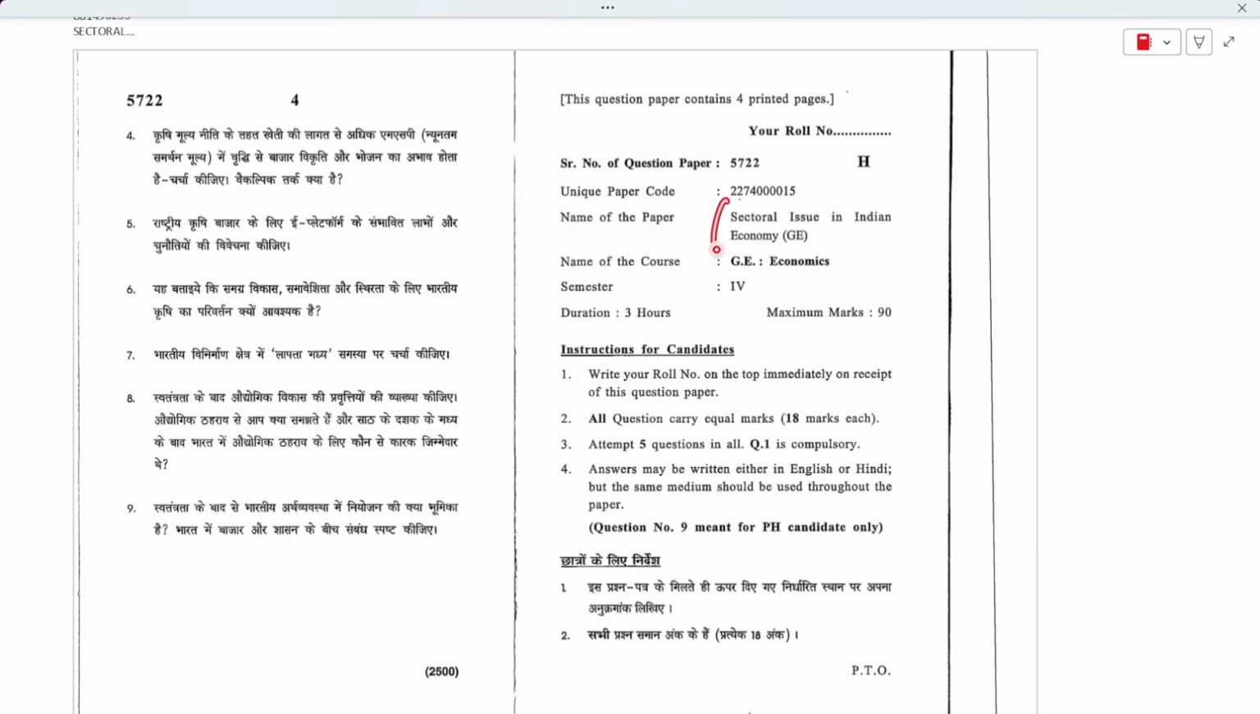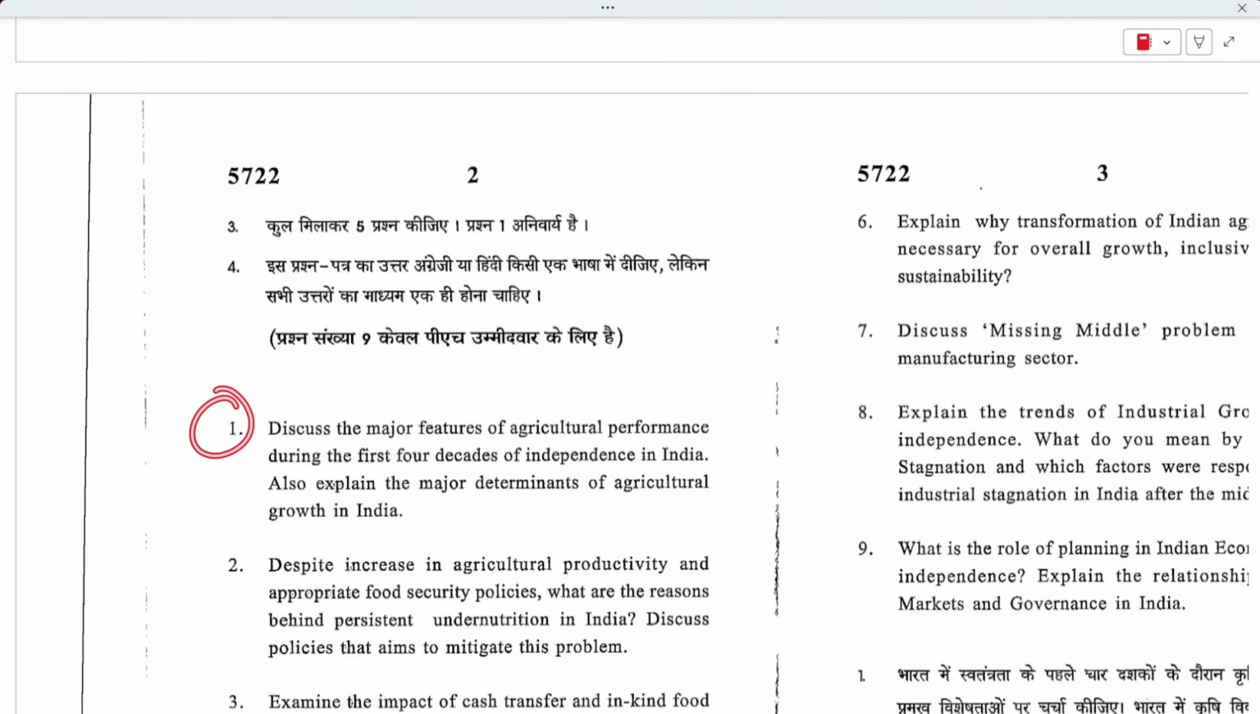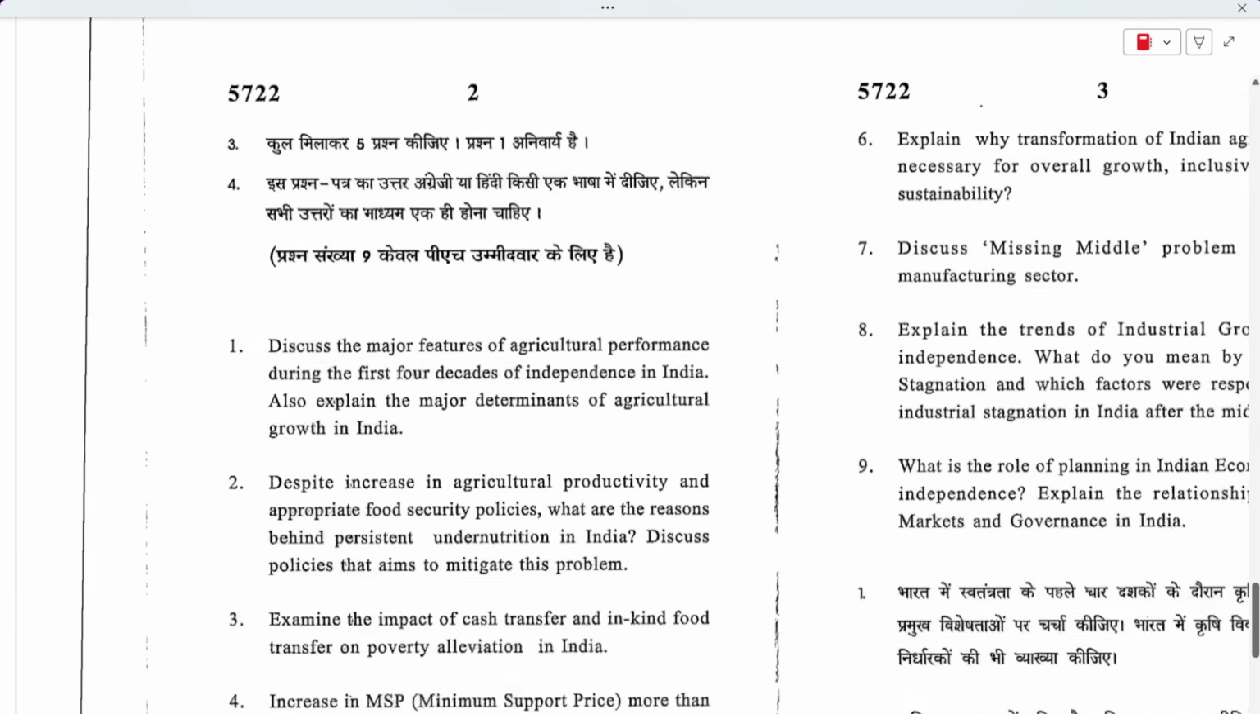And as you can see, this is the paper, Sectoral Issues in an Economy. We all know the exam format. We have 3 hours with us, and the paper is of 90 marks. We have to attempt 5 questions, and all questions carry equal marks, which is 18 marks, right? Question number one is compulsory for all people to attempt. Okay, so let's come to question number one.